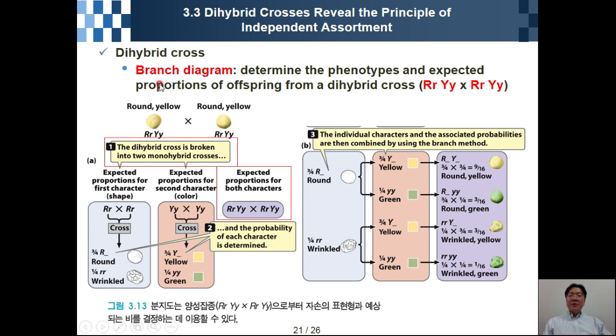So if we use the branch diagram, it will be very easy to determine the phenotype and also determine the expected proportion of offspring from a dihybrid cross. Just divide it by 2, broken. Dihybrid crosses can be broken into 2 monohybrid crosses. After that, we can combine them with each other like this. Okay.